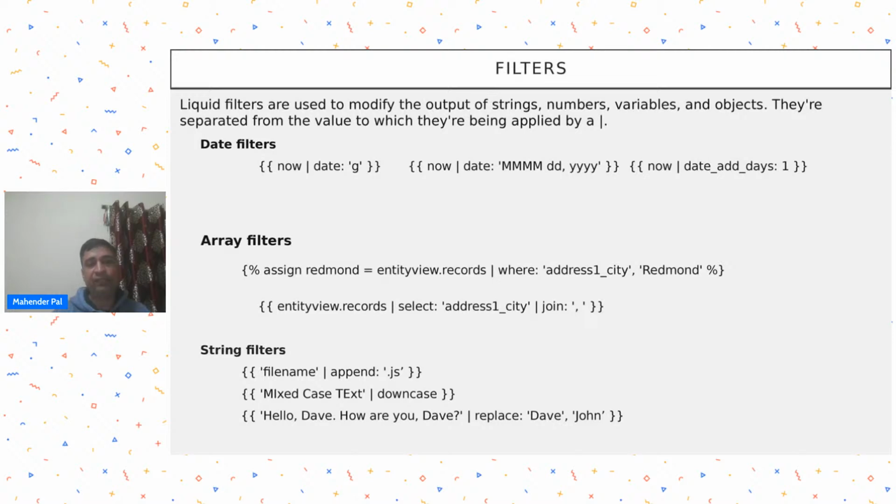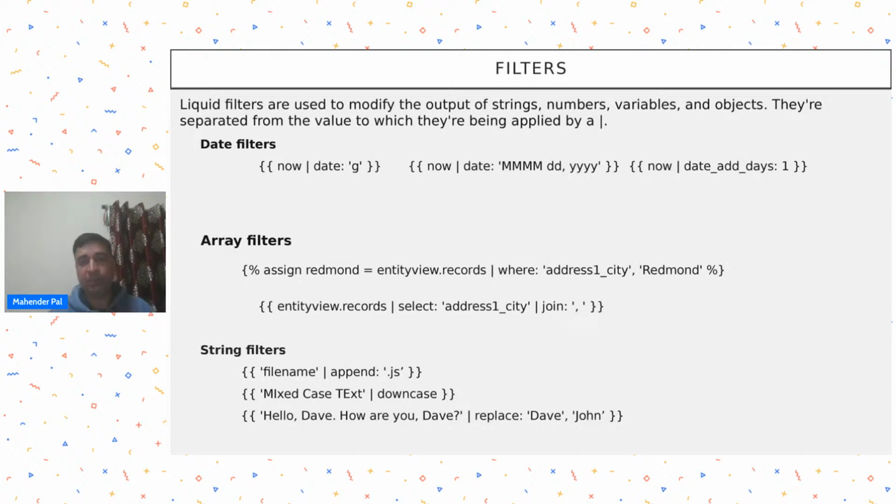So for example, the date filter. This date filter is used when we have a date and we want to format it in different ways. Here you can see we are using the current date and time, the now, and we want to print that date in this particular format, or add one day to the current date. So these types of filters are available for dates. There are many filters here.